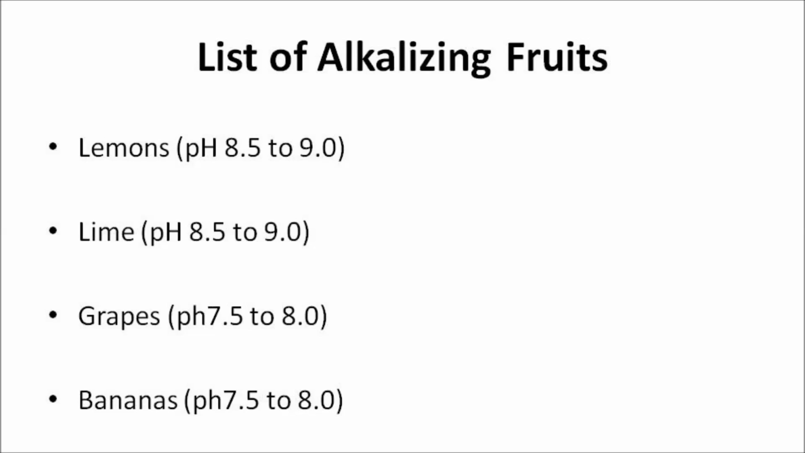Grapes are a very low alkaline forming food with a moderate alkaline pH level of 7.5 to 8.0. And bananas. They're a very low alkaline forming food with a moderate alkaline pH level of 7.5 to 8.0. And they also elevate the acid food of 5.0 in the alkaline direction.